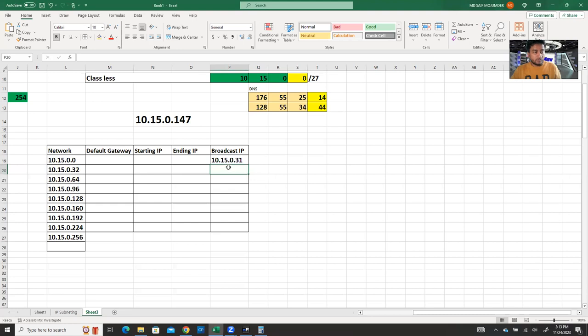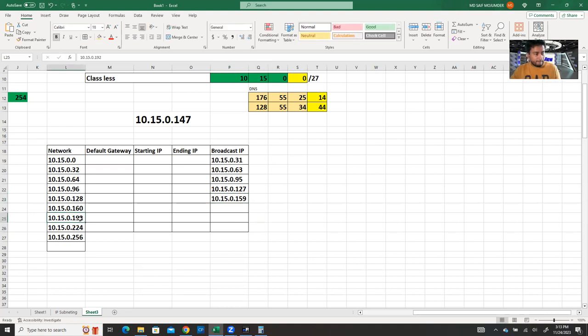Then what should be the second broadcast? You look for the third network, right? For calculating the second one, the previous number of your third network will be your second broadcast. So it's 63, right? And then you look for the fourth one. For calculating the third broadcast, the fourth network is 96, so it's going to be the previous number, which is 95, right? And then for the fourth broadcast, you need to look for the fifth network. The number should be the previous number of your fifth, which is 128, so it's going to be 127, right? And then for the next one, you look at 160, so it's going to be the previous number, that means 159, right?